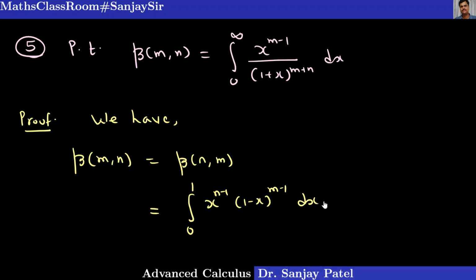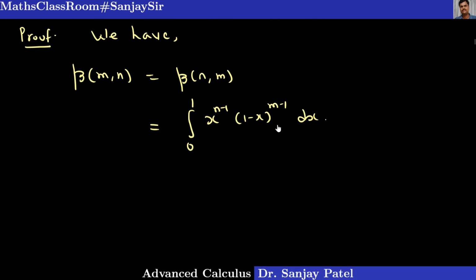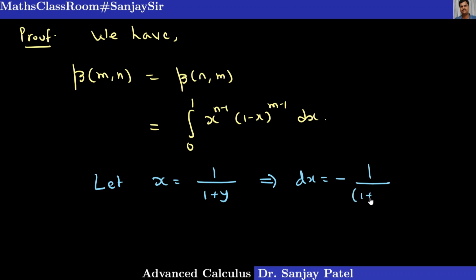Now to get the right hand side, x raised to m minus 1 upon 1 plus x raised to m plus n, I must take some substitution. So let me choose a proper substitution. Let us take x is equal to 1 upon 1 plus y. As a result, dx is equal to minus 1 upon 1 plus y whole square into dy. So dx will be replaced by this.